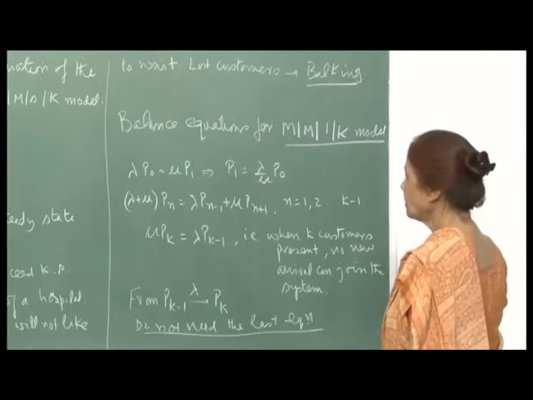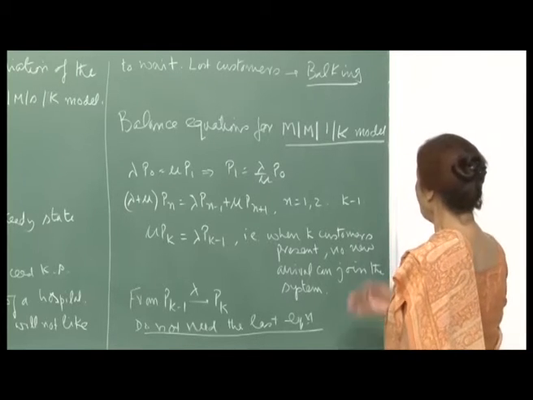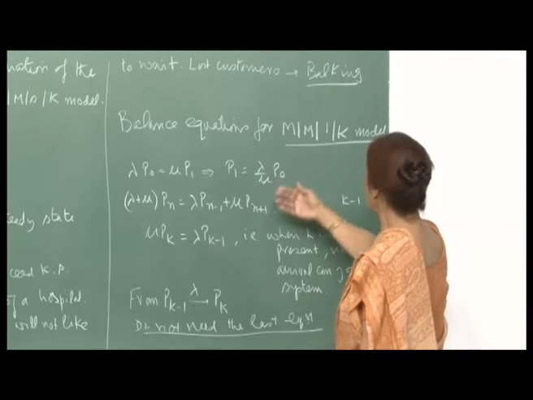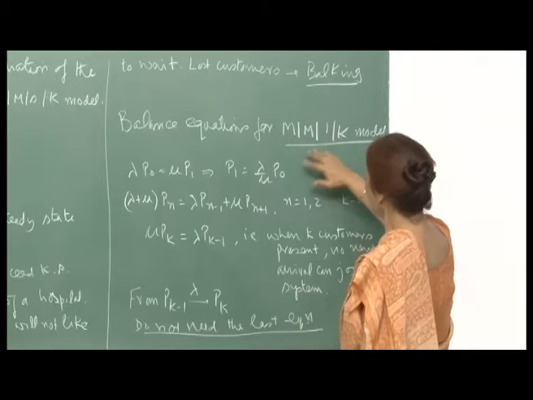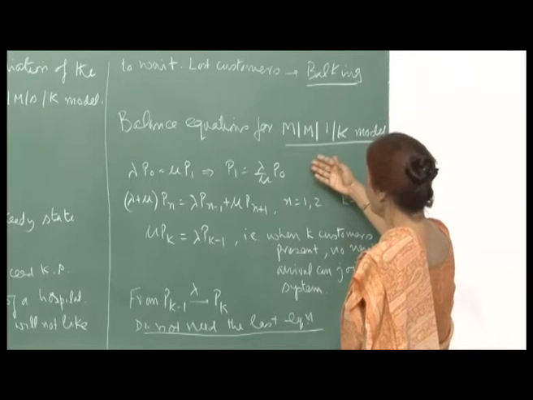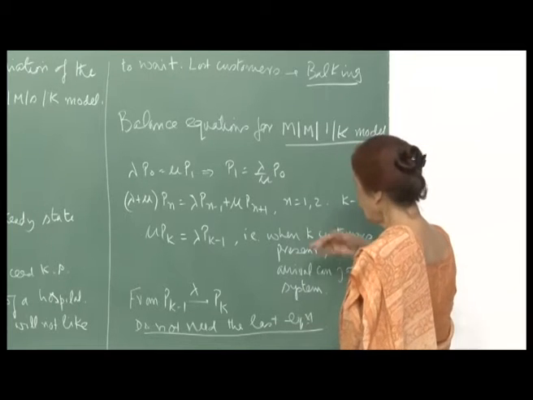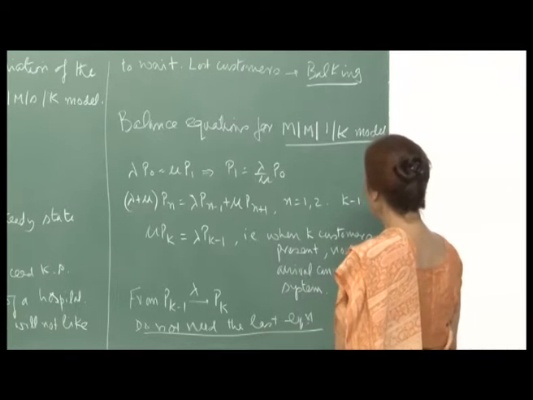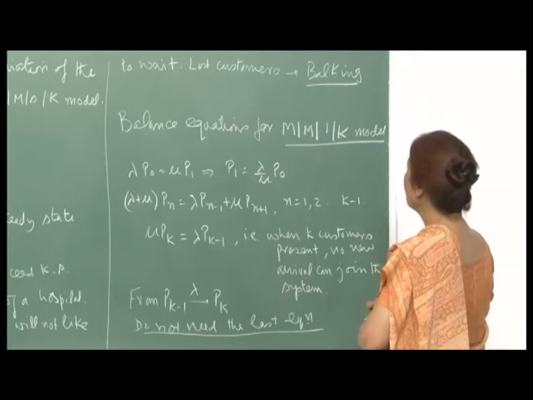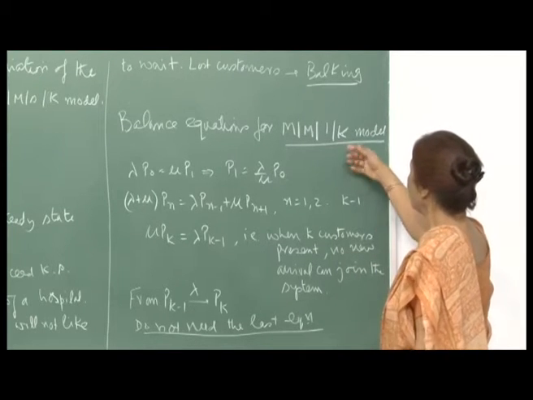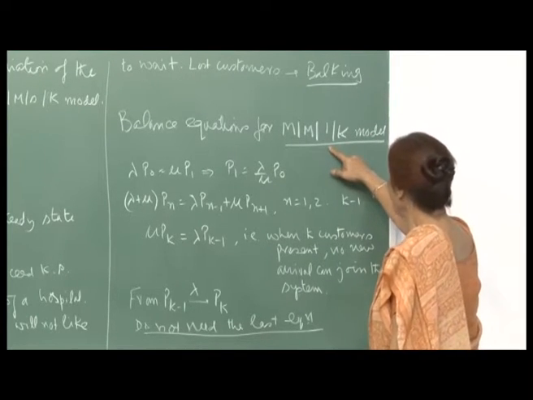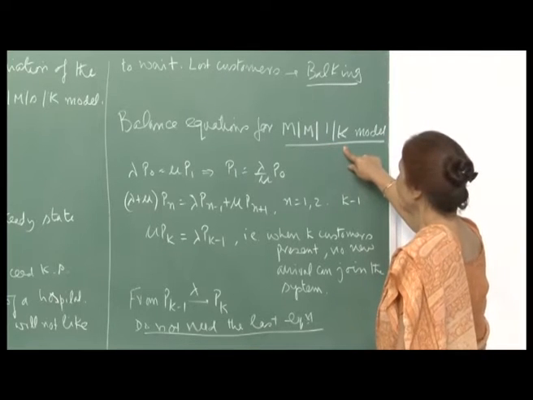So, now of course, I will give you the expressions for MMSK also, but right now it will be easier to just write down the balance equations for the MM1K model, and then the arguments for MMSK will not be much different, except that you will have to take care of the S servers. So, for MM1K, that means one server, but you have a finite queue.